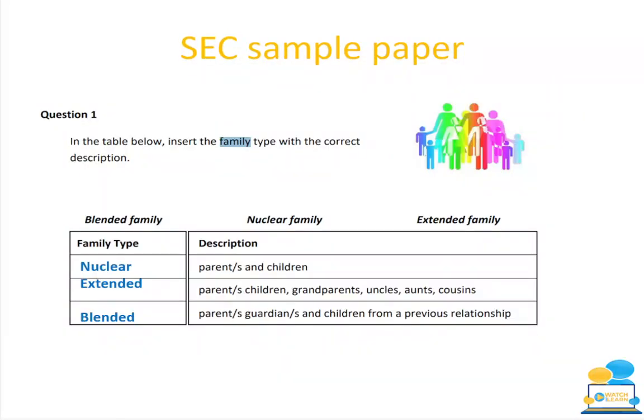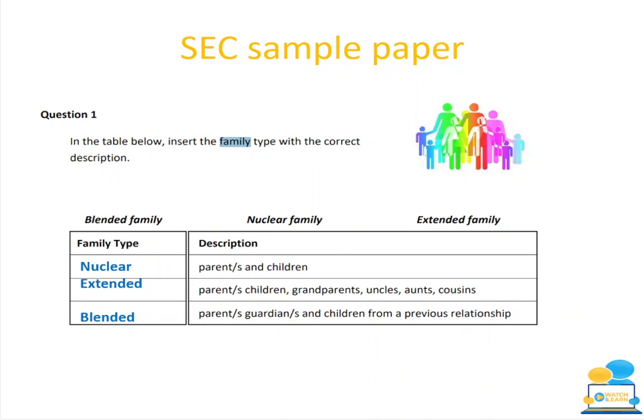So here is an example of an SEC sample paper. This will be a short question as it's question 1. It says here, in the table below, insert the family type with the correct description. In blue is what I have filled in already. They give you blended family, nuclear family, and extended family. They again give you a box, so you need to put those exact headings into the box. It says family type, and that is blank, and then description. The first one is parents and children. If I look there, I will see that that is a nuclear family.